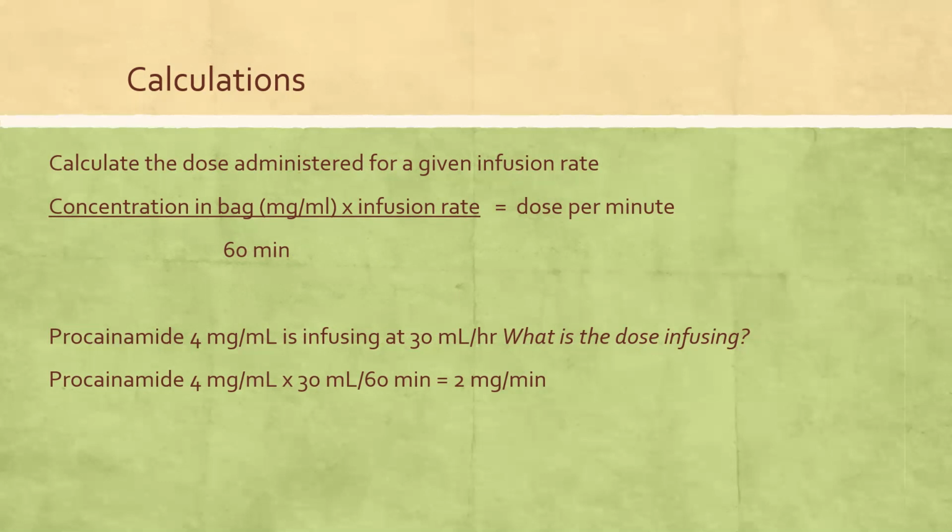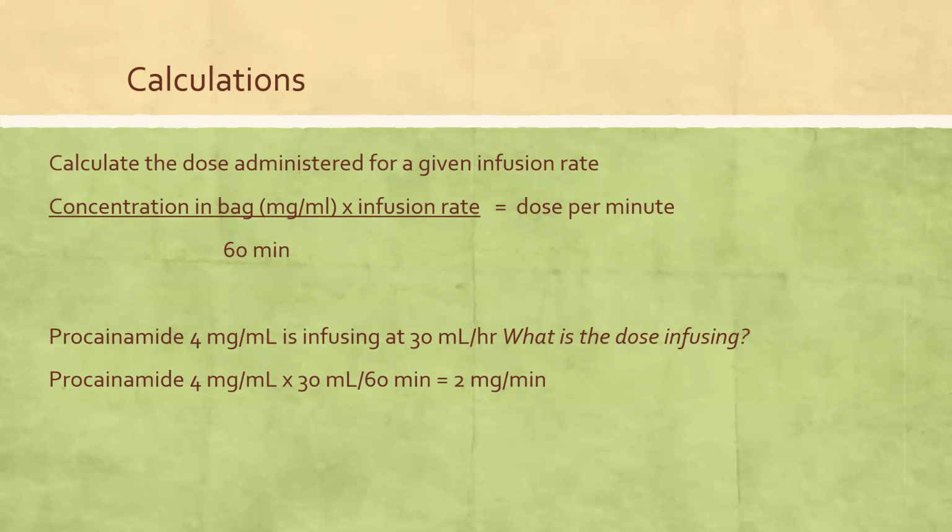So what I would look at is procainamide, 4 milligrams per mil, times the infusion rate, 30 mils, over 60 minutes, because we want it in minutes. This is giving us the dose per minute, and that gives me 2 milligrams per minute.